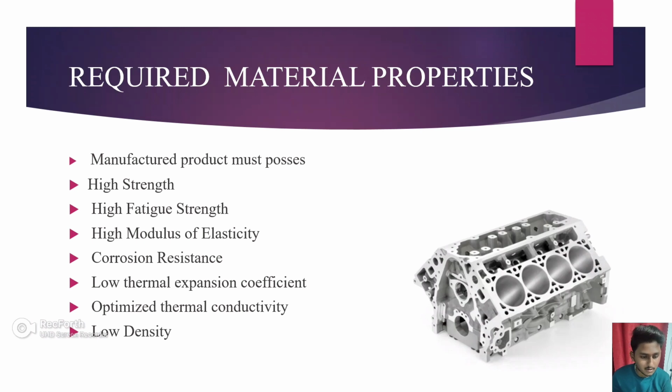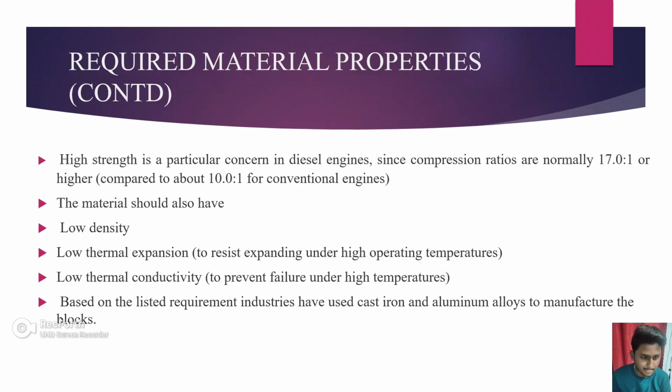Required material properties of the engine block: high strength, high fatigue strength, high modulus of elasticity, corrosion resistance, low thermal expansion coefficient, optimized thermal conductivity, and the last one is low density. These are the required material properties as per the condition. High strength is a particular concern in diesel engines since compression ratios are normally 7:1 or higher as compared to a conventional engine. The material should also have low density, low thermal expansion, and low thermal conductivity.